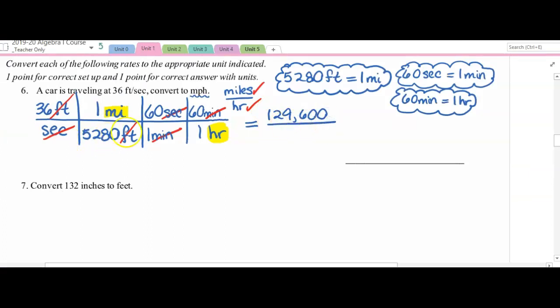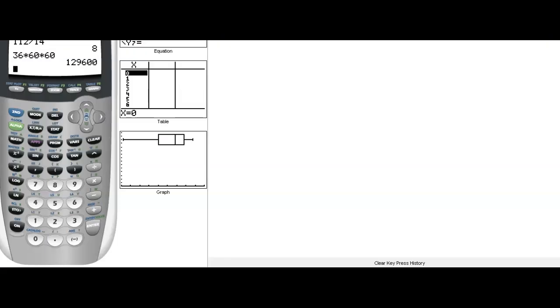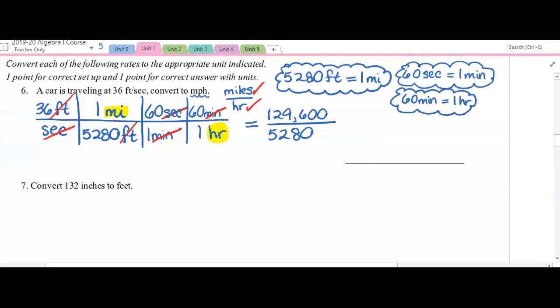On the bottom, 1 times 5280 times 1 times 1, I can do that in my head. It's 5280. So now I just need to divide these on the calculator. I'm going to take that last answer I got and divide it by 5280. And I get 24.5. 24.5 miles per hour.